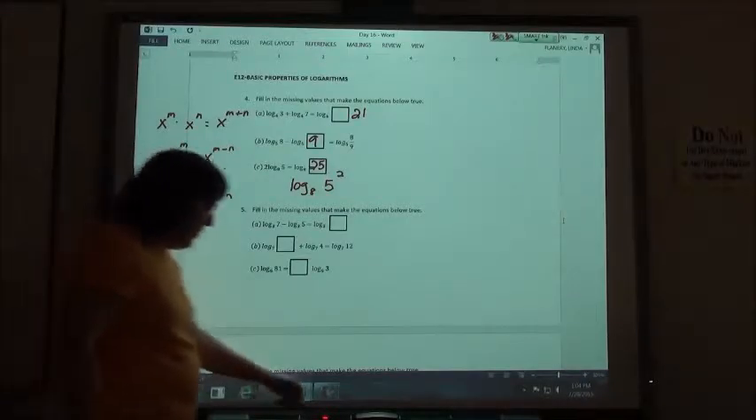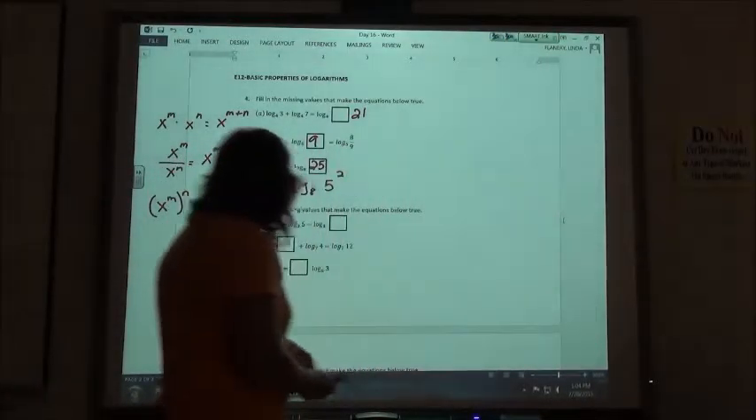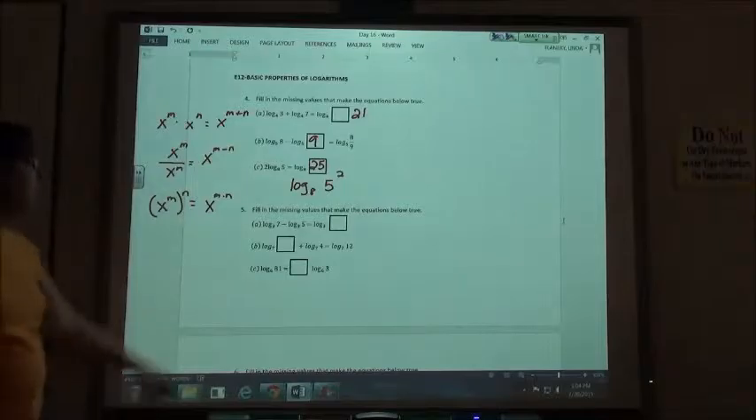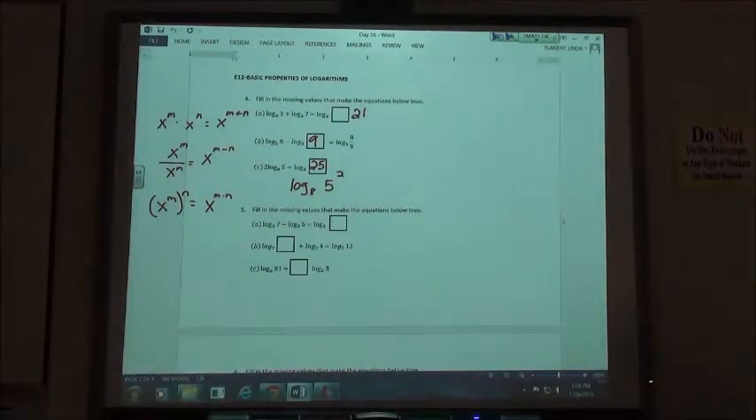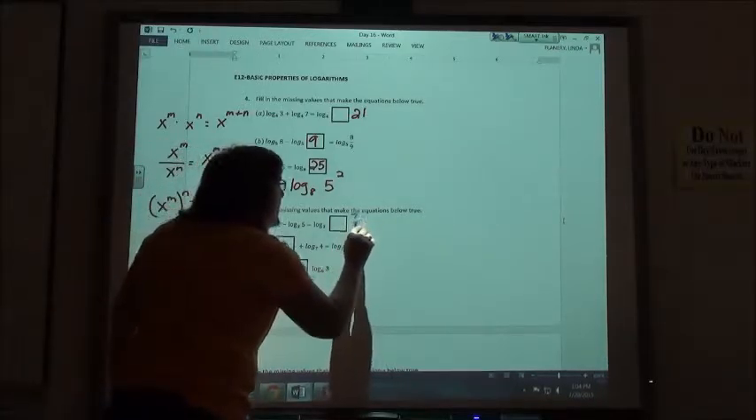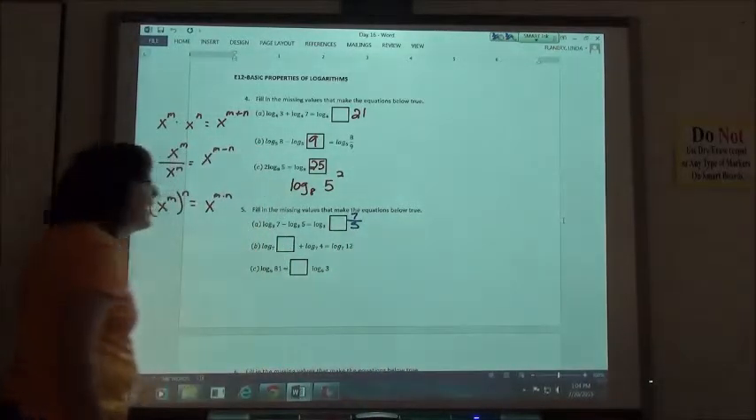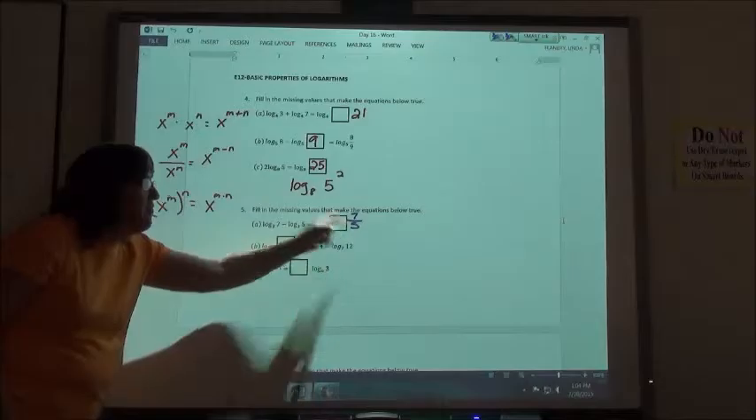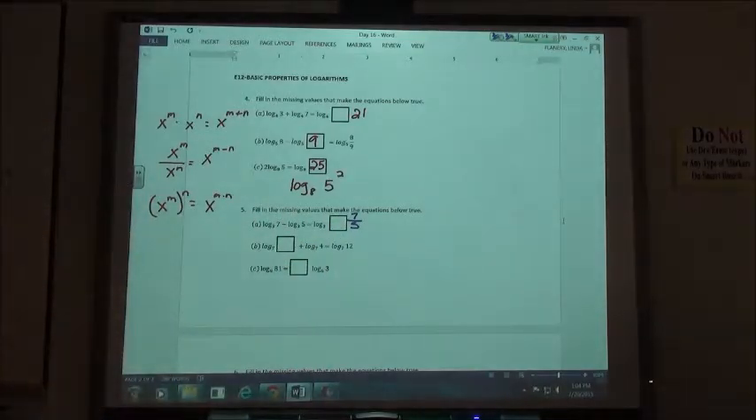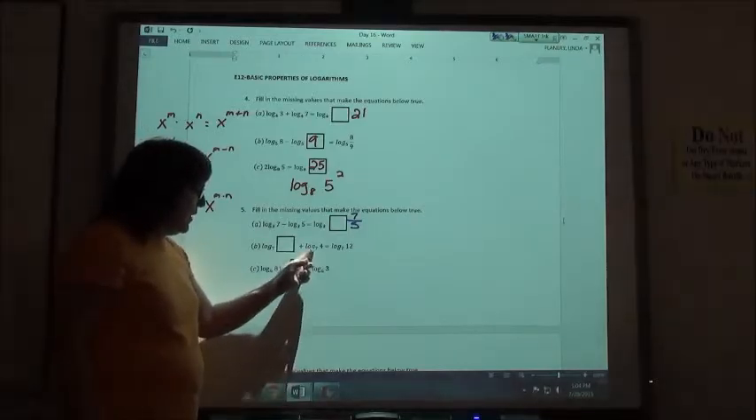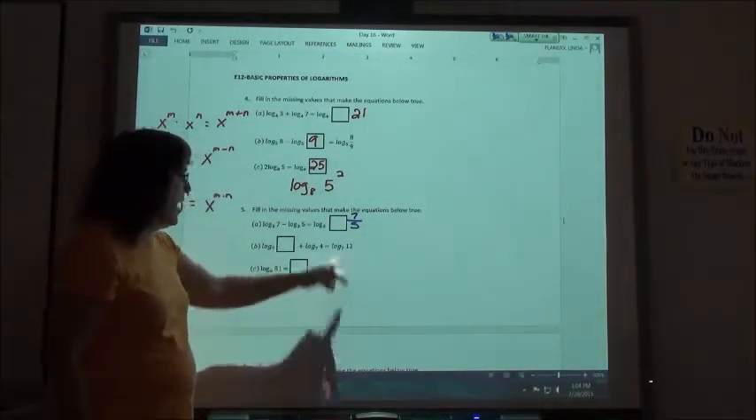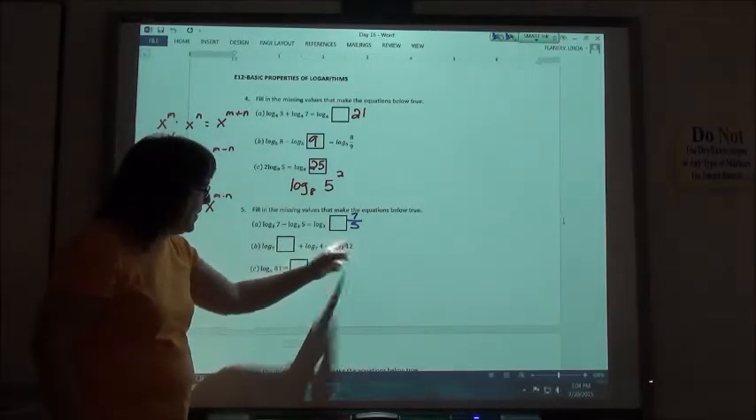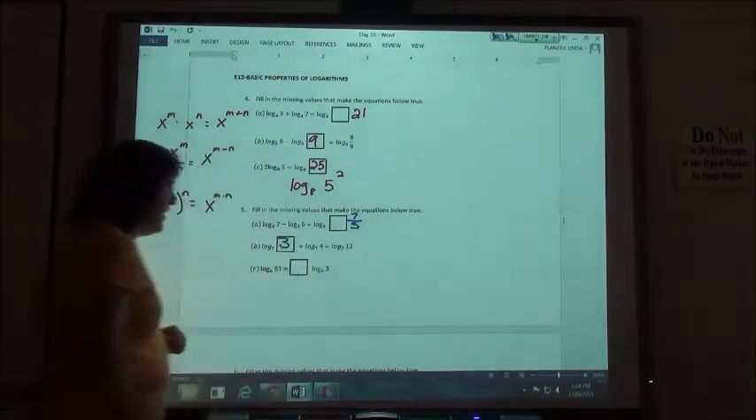So number 5, if I look at that one, I have log base 3 of 7 minus the log base 3 of 5. It's going to be the log base 3 of 7 over 5 then, because I'm subtracting, I end up dividing by that 5. Log base 7 of what plus the log base 7 of 4 would be the log base 7 of 12. Well, I have to say what times 4 gives me 12? Oh, that must be a 3.